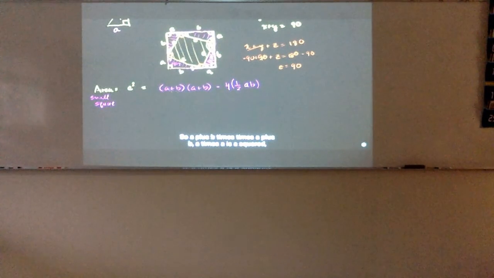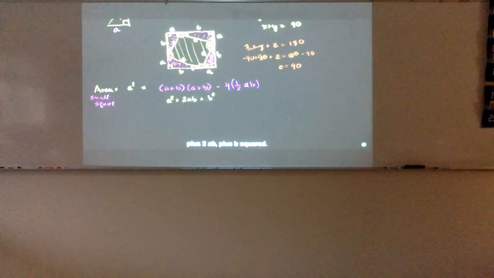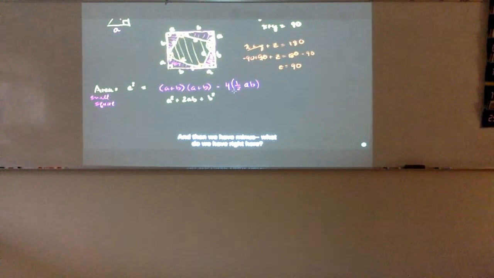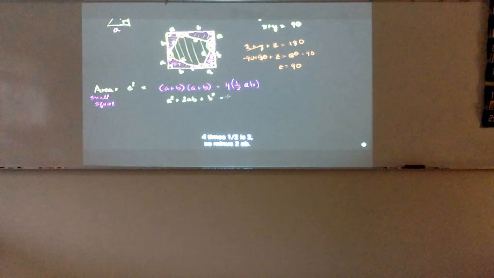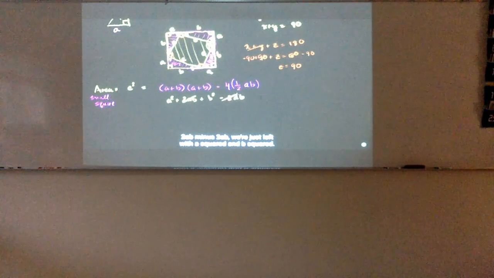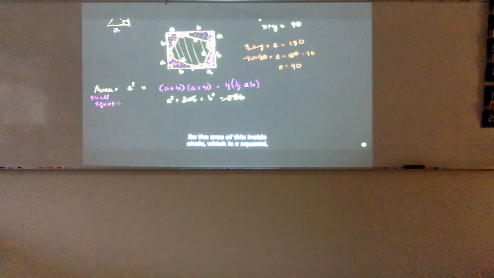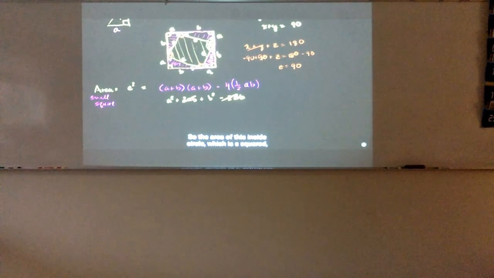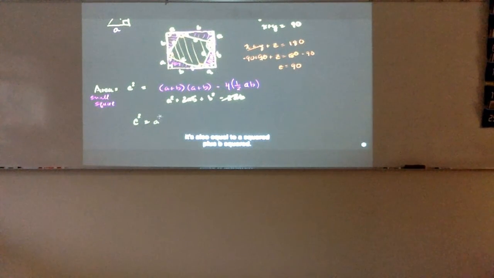So (a + b) times (a + b): a times a is a squared, plus 2ab, plus b squared. Then we have minus, what do we have right here? Minus 2ab, right? 4 times 1 half is 2. So minus 2ab. Well, these cancel out. 2ab minus 2ab, we're just left with a squared and b squared. So the area of this inside circle, which is c squared, is also equal to a squared plus b squared.